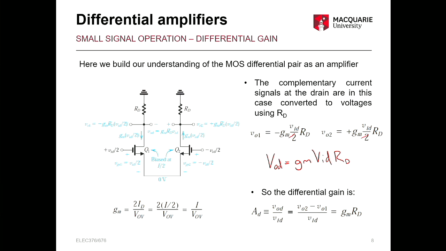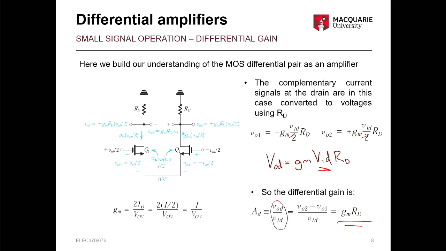Okay, so now if we're looking for a differential gain, that is just simply our output divided by our input. We have the VID term there already, so we just put that onto the other side on the bottom. And we have this expression, which just equals gmRD. Okay, so that's our small signal operation gain, gm times the drain resistor. Yep. And gm is 2ID over VOV.